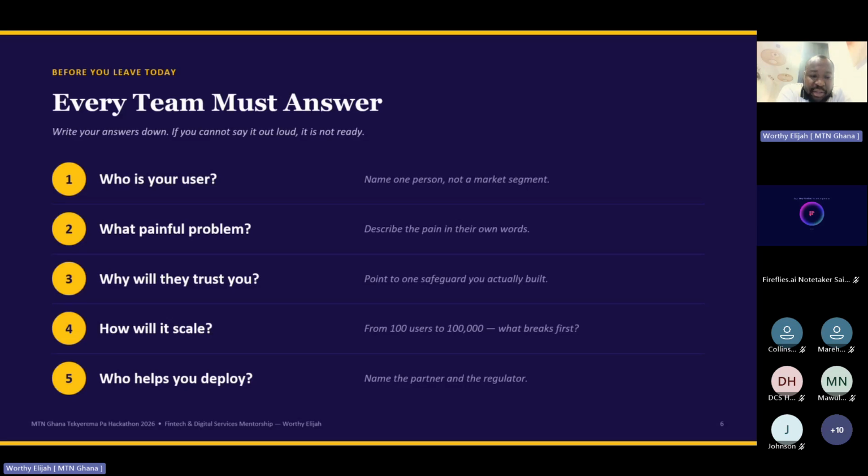Finally, I think these are the 5 questions that everybody should be able to answer, and that's what I'm going to leave with you, and then we are going to continue having a conversation about it. I want you to come up with 2 technologies or solutions that you know about, not necessarily your own, and then we are going to run them through these questions. Who is the user? What painful problem are you trying to solve? Why would they trust your solution? How will you scale it? And who will help you deploy it?